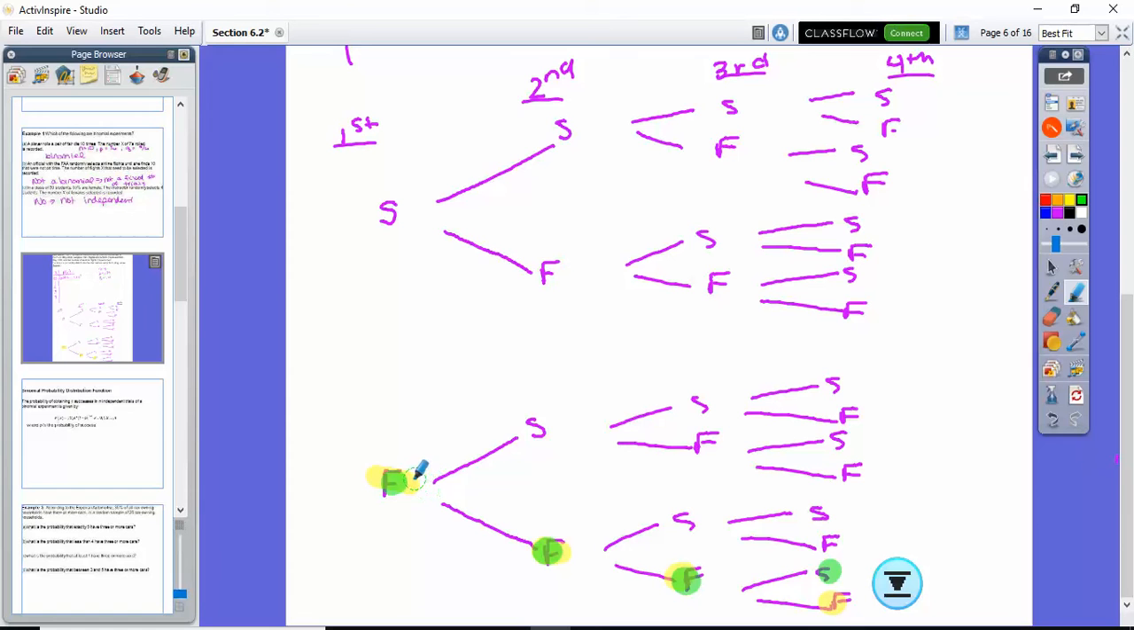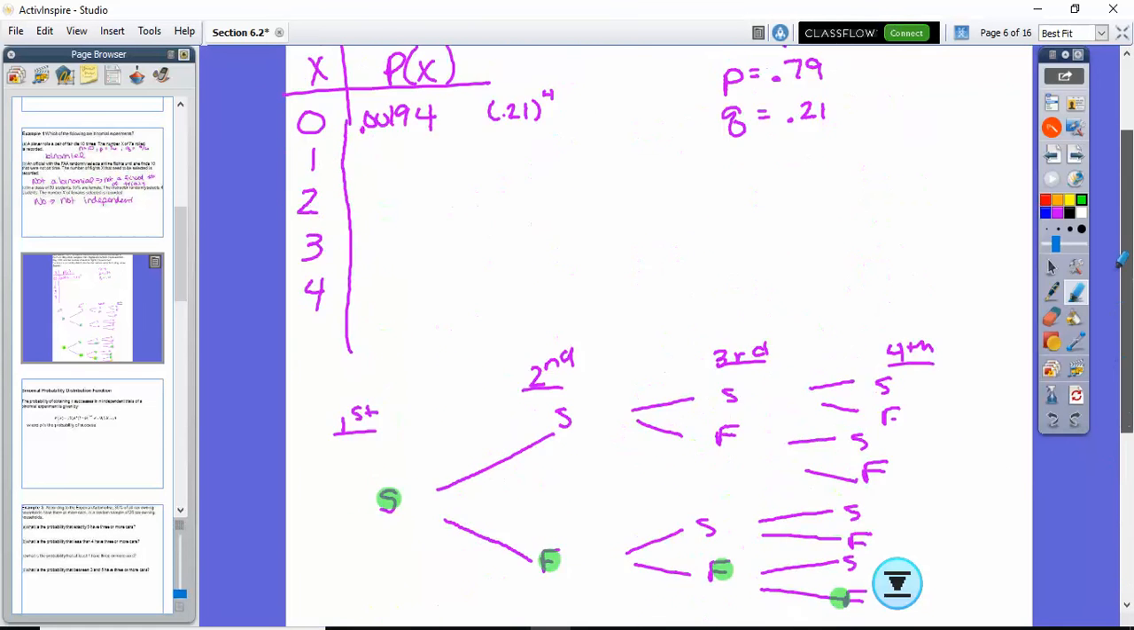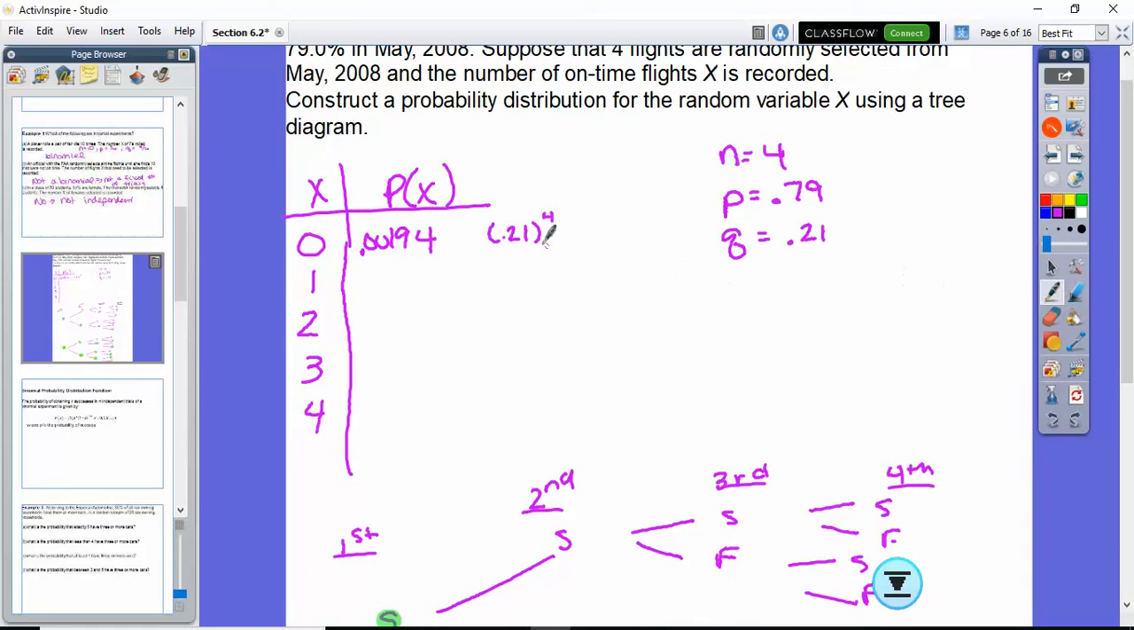So there's 1. I could have fail, fail, success, fail, so that's 2. I could have fail, success, fail, fail, so there's 3. We could have success, fail, fail, fail, and then success and all fails, there's 4. Are there any other options where you're only on time once? Okay, so this worked out 4 times.